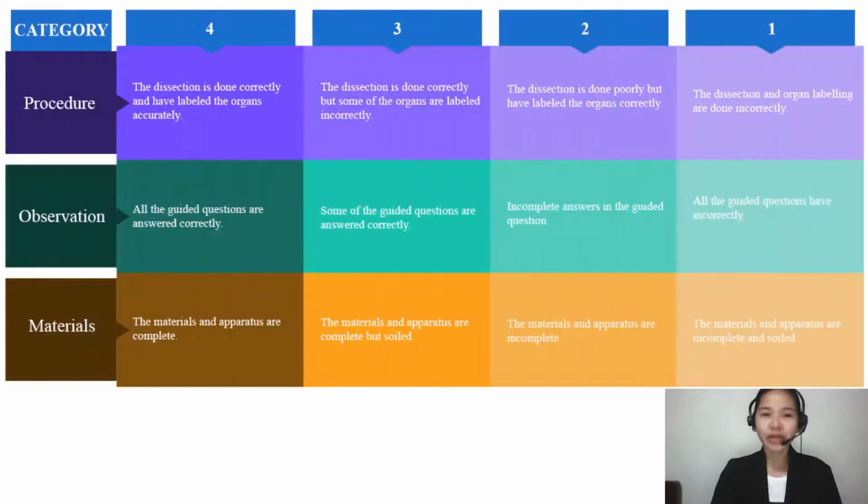For the laboratory output of frog dissection, I chose three major criteria, which are the procedure, observation, and the materials. If the dissection procedure is neat and tidy, the students would have the highest score, while those who leave their post untidy and a mess would get the lowest score. In the observation, they will be graded based on their answers to their guided questions. And the score for the materials will be based on the completeness of their apparatus and their lab gowns.